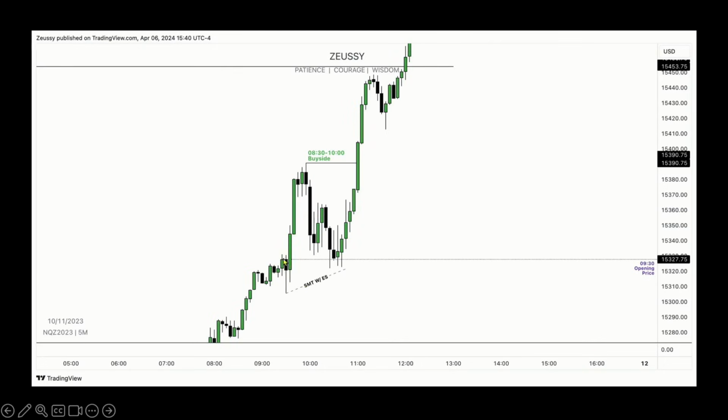Nasdaq never displaced below the 930 opening price. That's not a form of SMT when ES did. Market forms a low here and it then begins to expand higher into the buy side liquidity here and eventually into this buy side liquidity above the equal highs that get engineered during this shallow retracement.